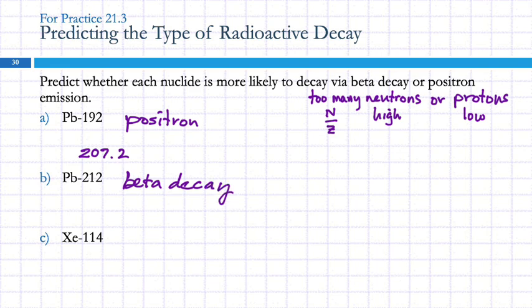A question like this on an exam is going to be similar to this, where we give you limited choices. We're not going to include positron emission and electron capture because those do the same thing. We're going to give you one of each. How about xenon 114?